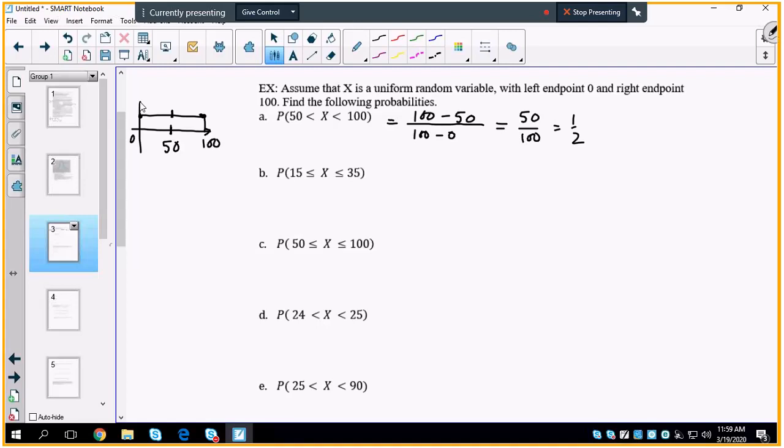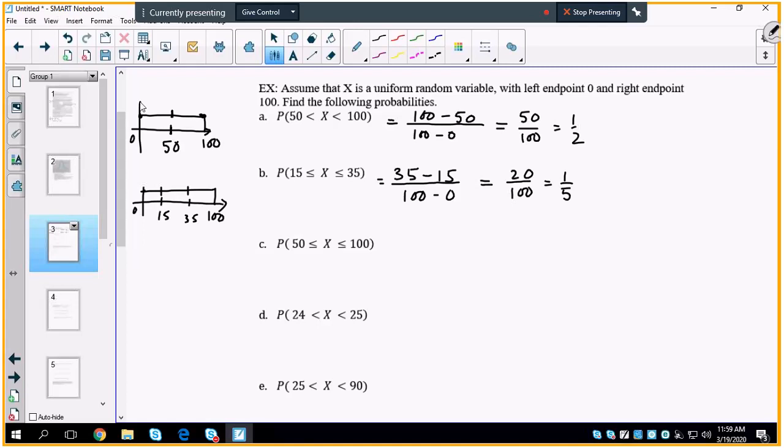Now I want between 15 and 35. I still have the same probability distribution, but now I want between 15 and 35. So it started at 0, ended at 100, but I want between 15 and say 35. That is the length I'm interested in. So I will say 35 minus 15 on top. Bottom is still 100 minus 0. That's the entire range. So you get 20 over 100, which is 1 over 5. And that's how we're going to answer all the questions.